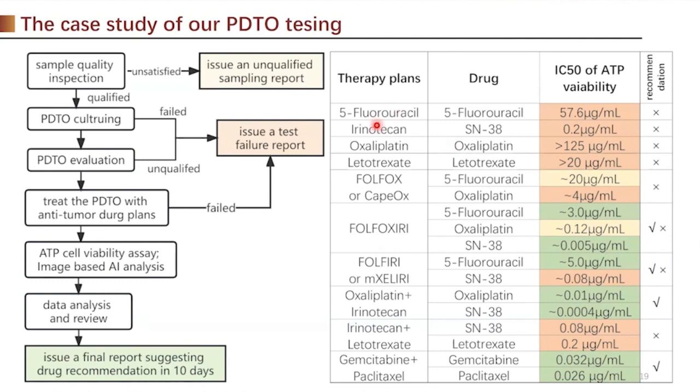We could find that the FOLFOX and the oxaliplatin irinotecan combination is the better therapy.